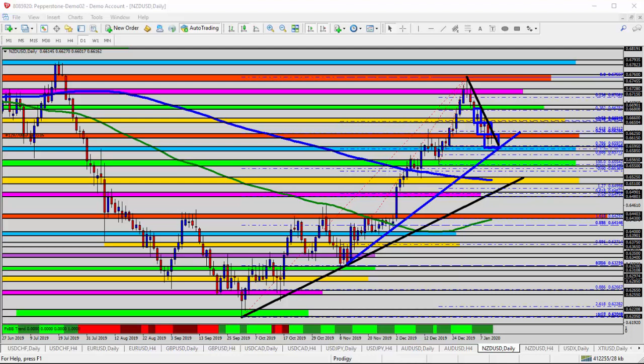The longest trend is the black trend line. The market's pretty well away from it. It's not near the black trend line, but that's the longest trend that we see here from this vantage point for the New Zealand dollar. Then you have the blue trend line, a little bit of a shorter uptrend line that we see there.